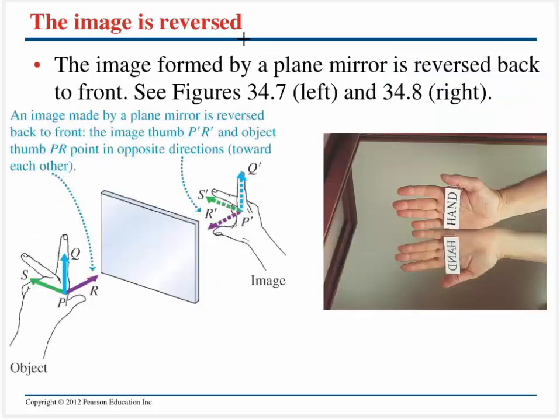As promised on the last slide, we all know that if you look into mirrors, the handwriting is going to be reversed. So there's going to be a left-right reversal. You can see in the image right here that the writing hand is backwards. Also, if you take a look at this object in the image, the thumb has been reversed.